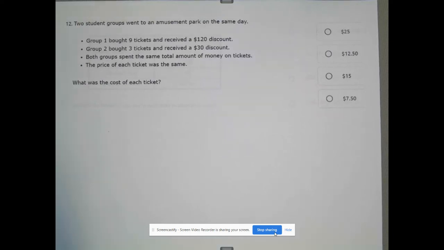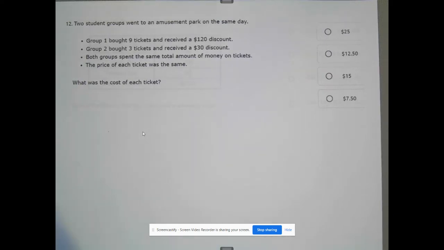Question 12. Two student groups went to an amusement park on the same day. Group 1 bought 9 tickets and received a $120 discount. Group 2 bought 3 tickets and received a $30 discount. Both groups spent the same total amount of money on tickets. The price of each ticket was the same. What was the cost of each ticket?